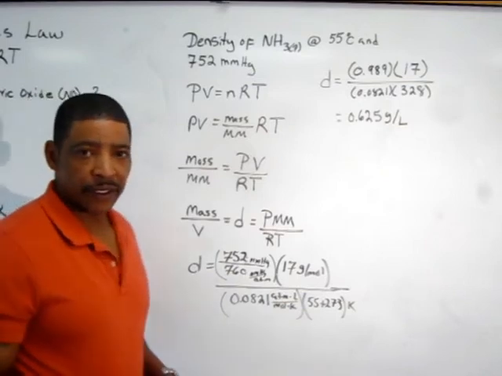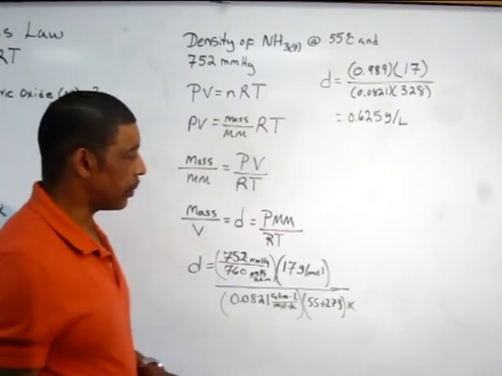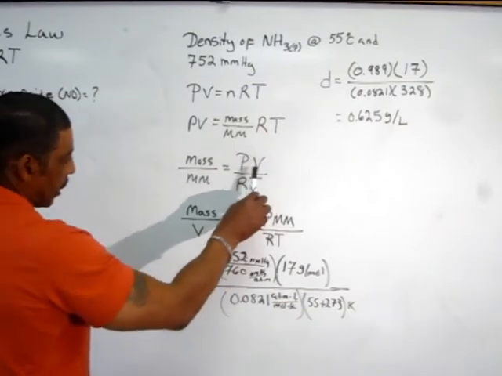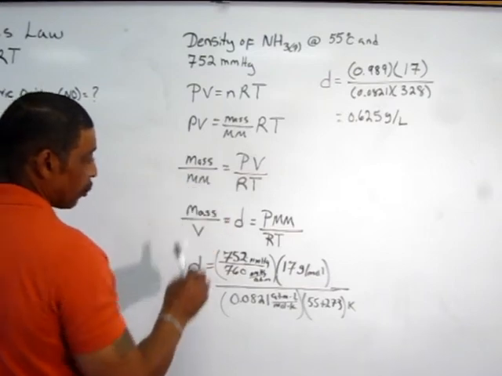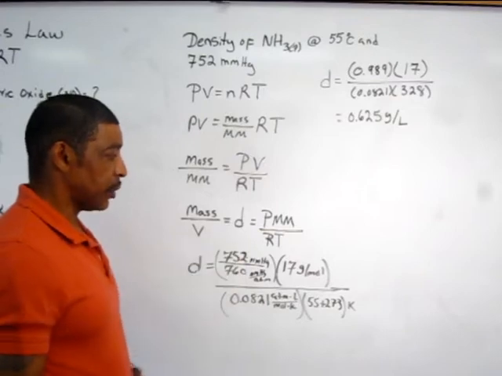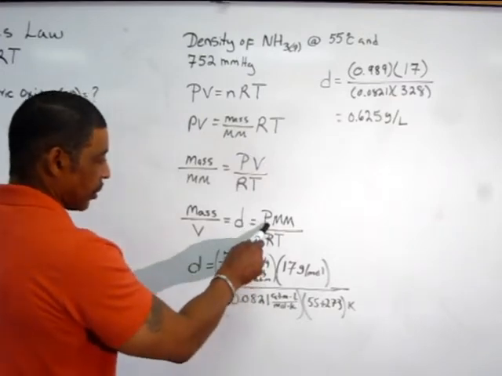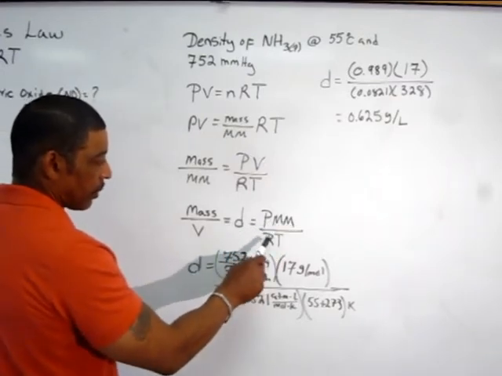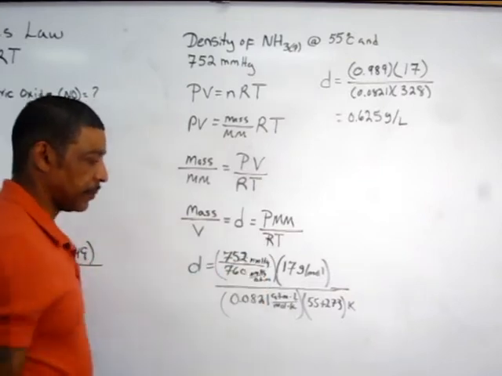And since density is equal to the mass over volume, dividing through by V and multiplying through by molar mass will yield the following. Mass over volume is equal to density, which is also equal to the pressure times the molar mass divided by RT.